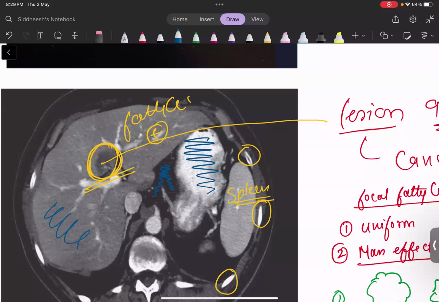Not possible, Chandra. No. Portal vein is shining and diaphragm is shining. Maybe you are holding your probe wrongly. You have to correct your probe.